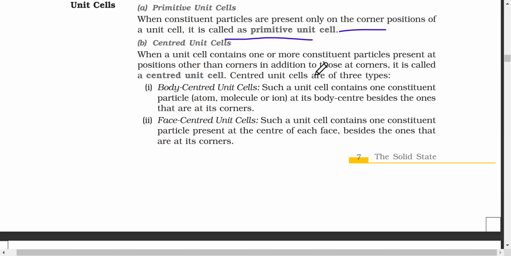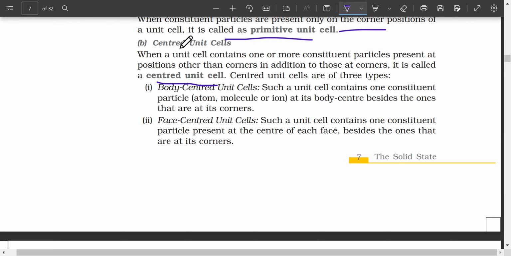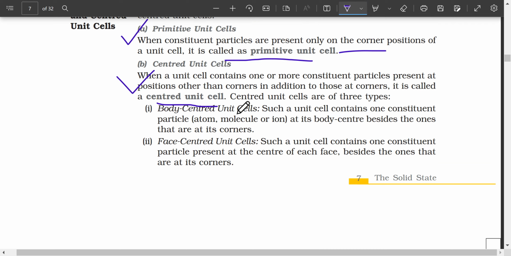In addition to that, there is something else as well. It is called a centered unit cell. So we have two kinds of unit cells. You have a primitive one, you have a centered one.